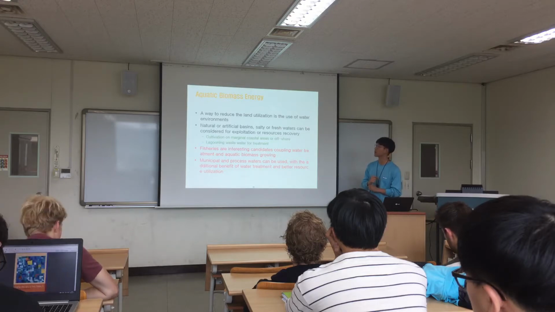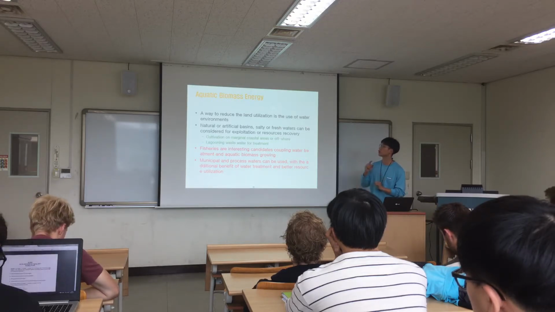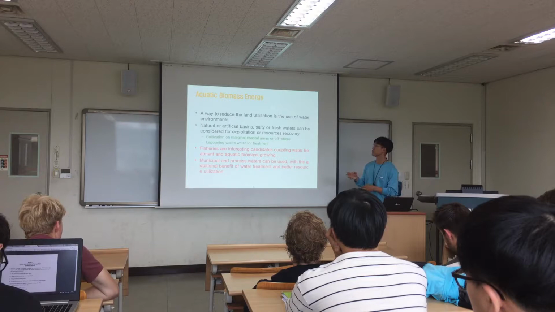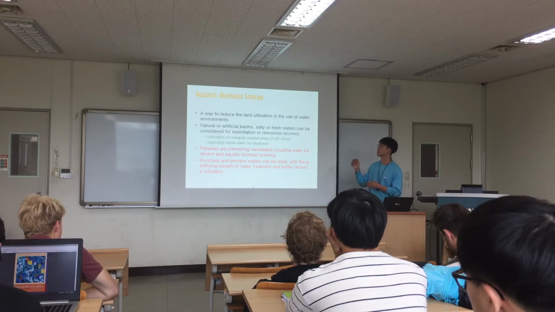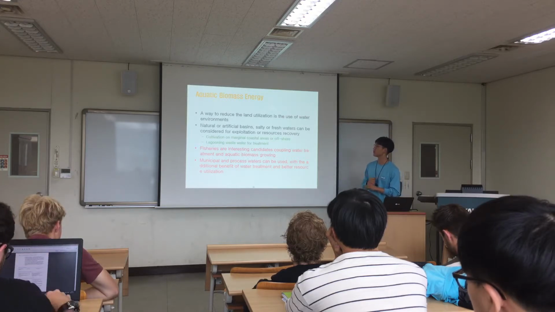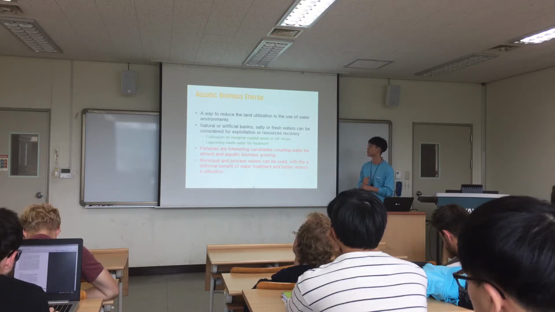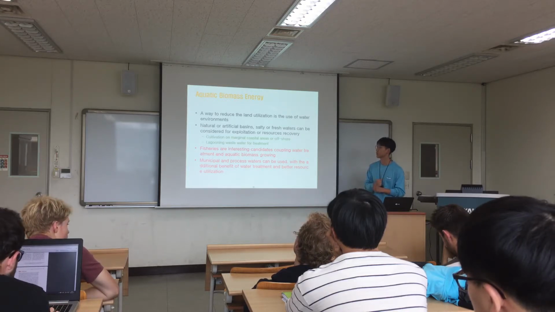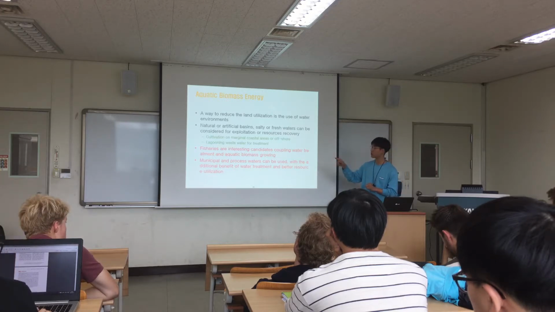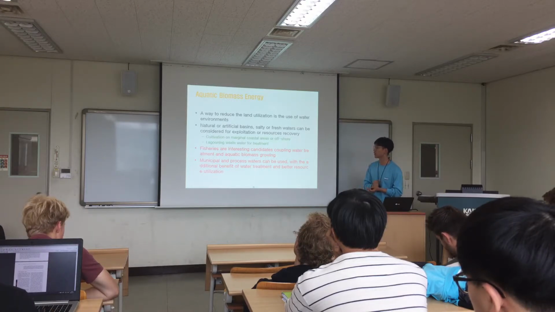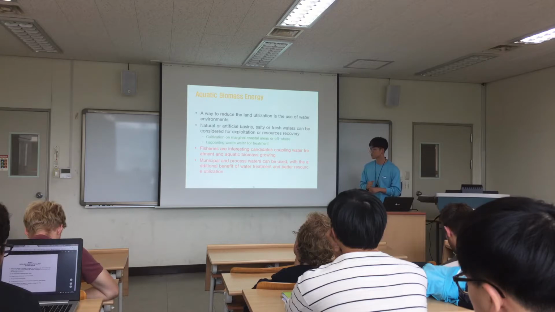And the next topic is aquatic biomass. You can reduce the land area because it does not need agricultural land, and also natural or artificial wastes, or salty, contaminated or fresh water can be considered for the exploitation of resource recovery. And usually fish are interesting candidates because we can treat the water and grow some aquatic biomass.